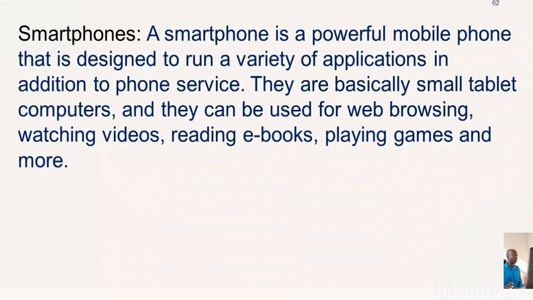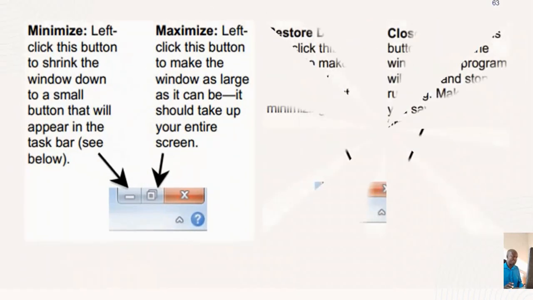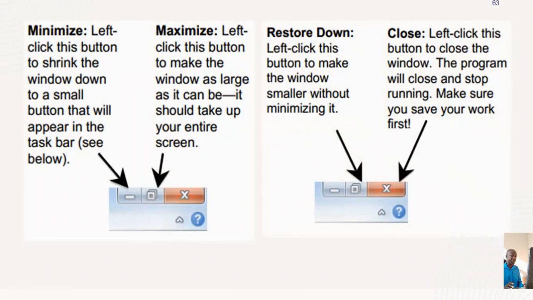Smartphones. A smartphone is a powerful mobile phone that is designed to run a variety of applications in addition to phone service. They are basically small tablet computers, and they can be used for web browsing, watching videos, reading ebooks, and playing games and more. You can minimize, maximize, restore, and close. That's a diagrammatic explanation, as you can see.